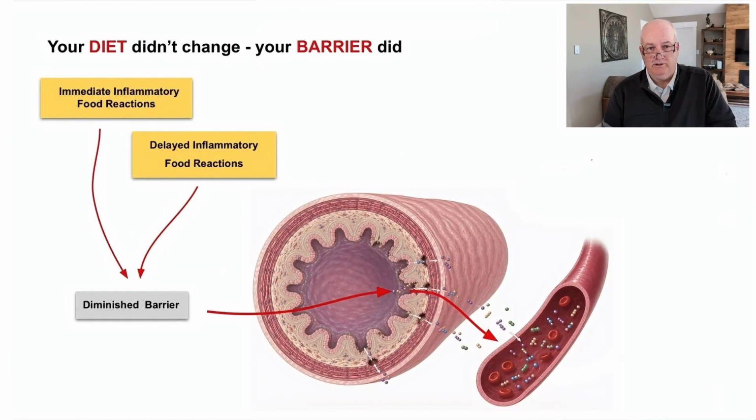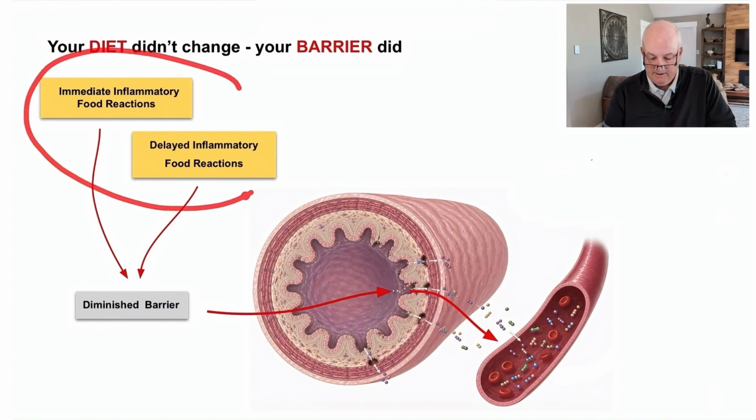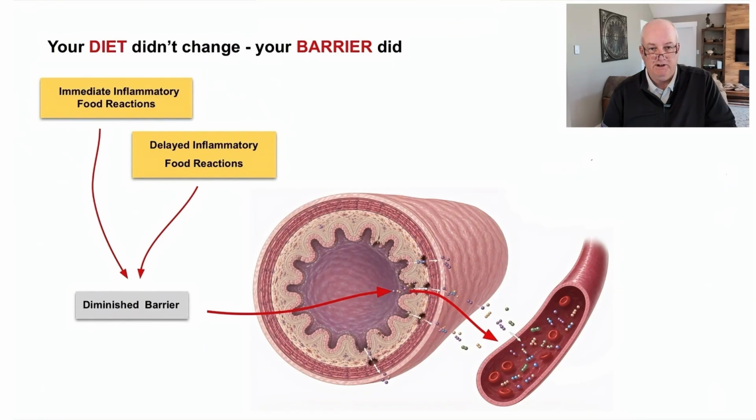So as we get older, often our diets don't change, but it's our barrier that causes the problems here. We can have these immediate and delayed inflammatory food reactions lead to a diminished barrier through these mechanisms we've just talked about. That's depicted right here in this diagram. Another term for this in complementary health circles would be leaky gut. There's little cracks forming in the gut that will allow things to get in that shouldn't get in. Again, that job to keep things out that aren't supposed to be in.